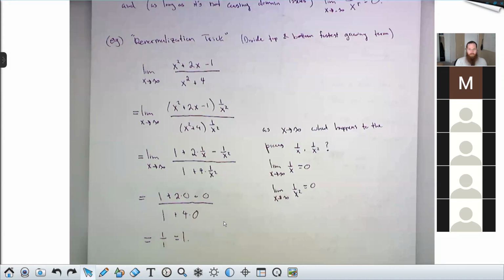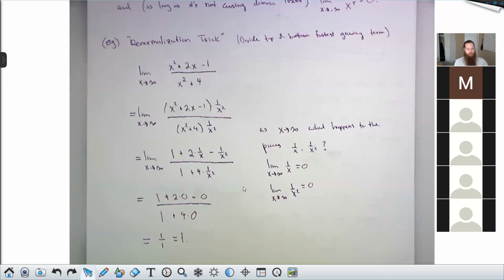I'm lost. So where do I lose you? At where you're explaining as x goes to infinity what happens to the pieces over to the right. So you're comfy with the algebra that gets us here? Yes, I'm comfortable with that. I'm just confused on explaining what happens.